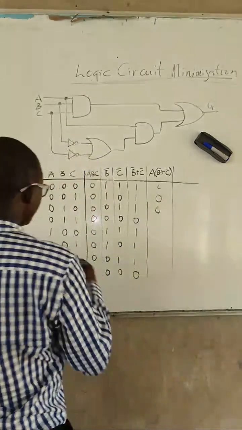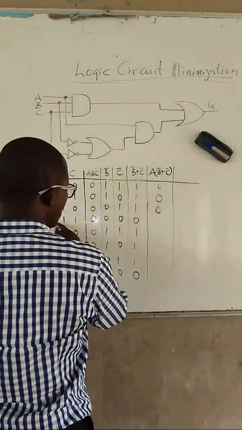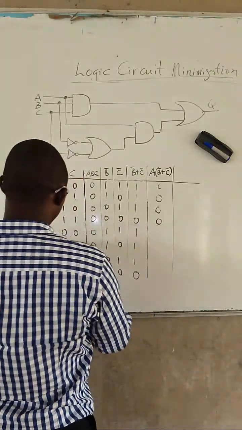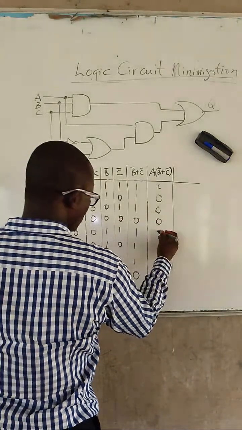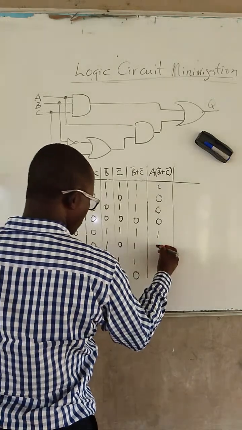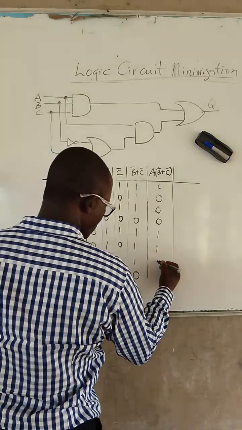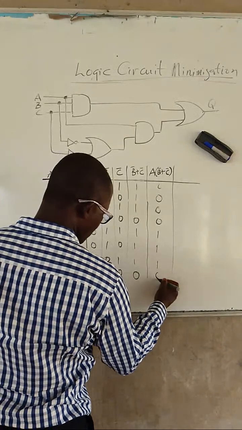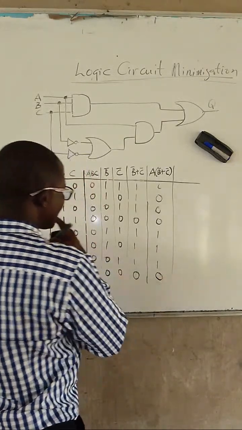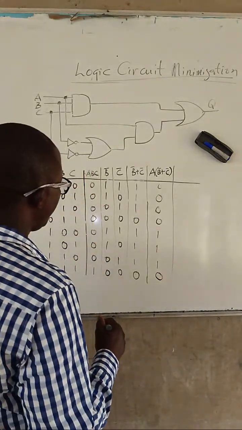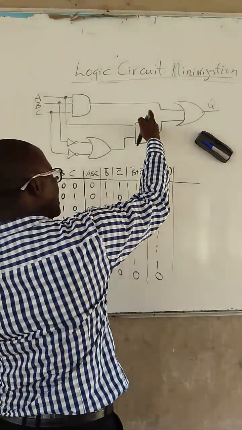The fourth one, 0, 0 and 0, 0. Next one, 1 and 1, 1. 1 and 1, 1. 1 and 1, 1. 1 and 0, 0. So that is the output we are going to have, and that is the intermediate output at this point.